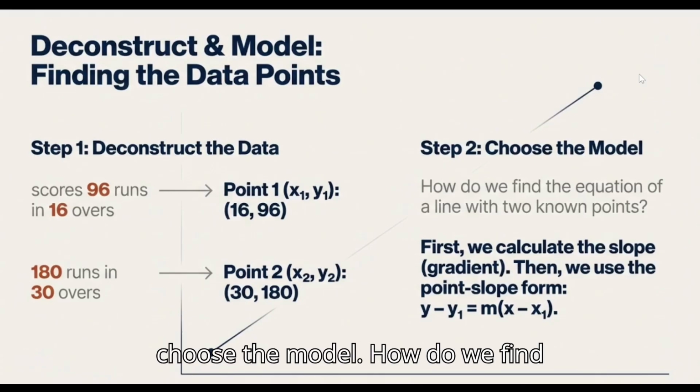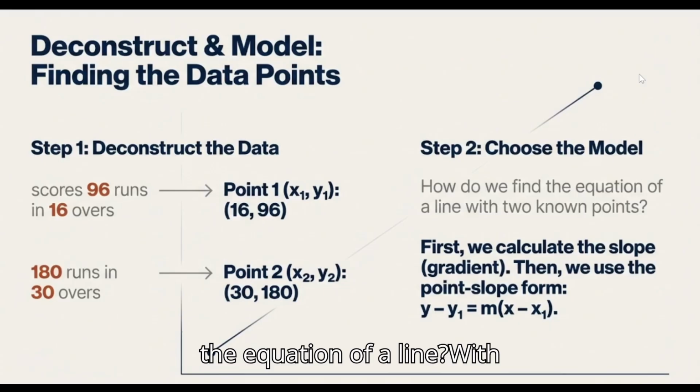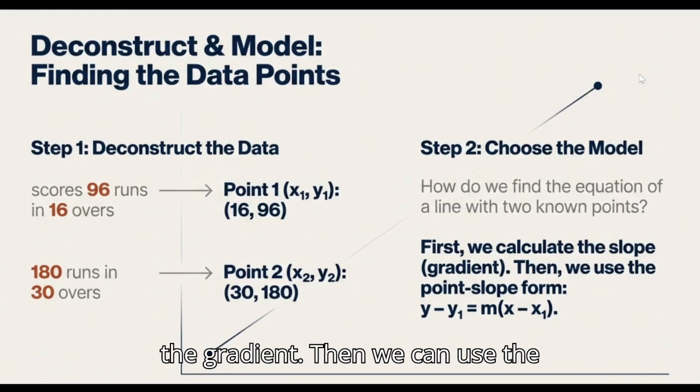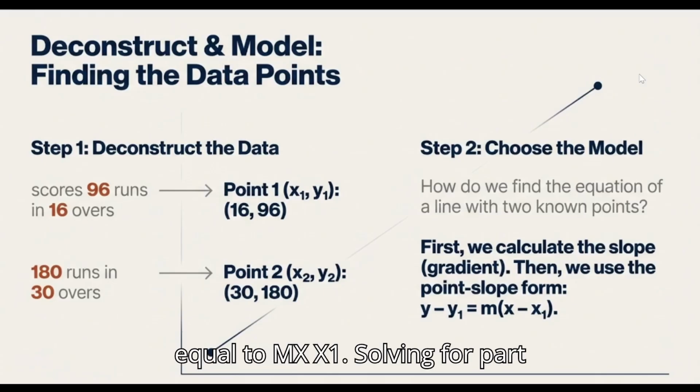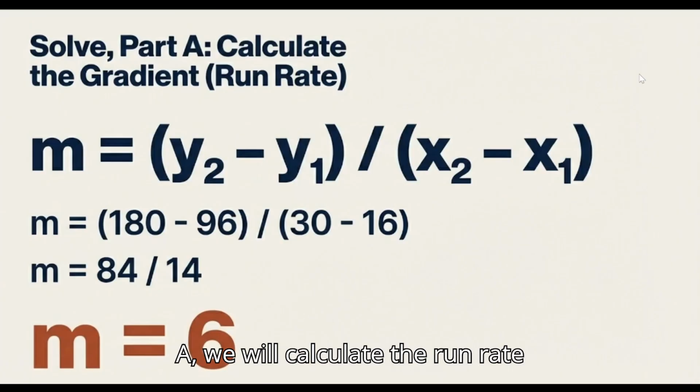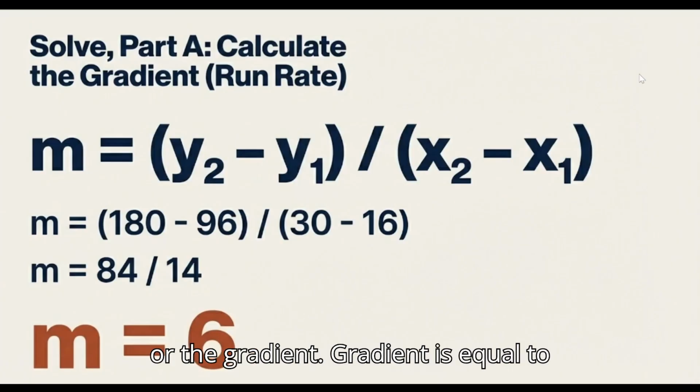Now we will choose the model. How do we find the equation of a line with two given points? First, we will calculate the gradient. Then we can use the point slope form, which is y minus y1 is equal to m bracket x minus x1.